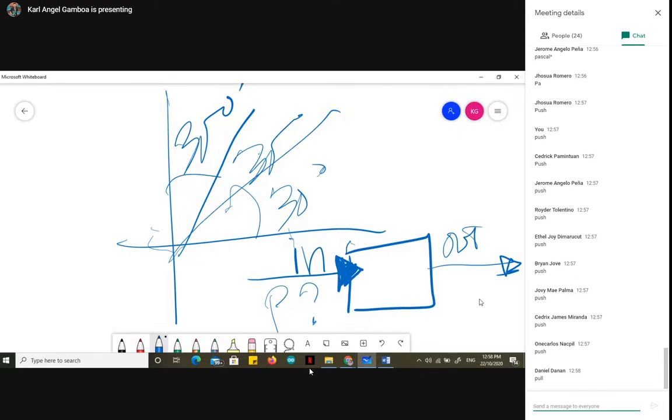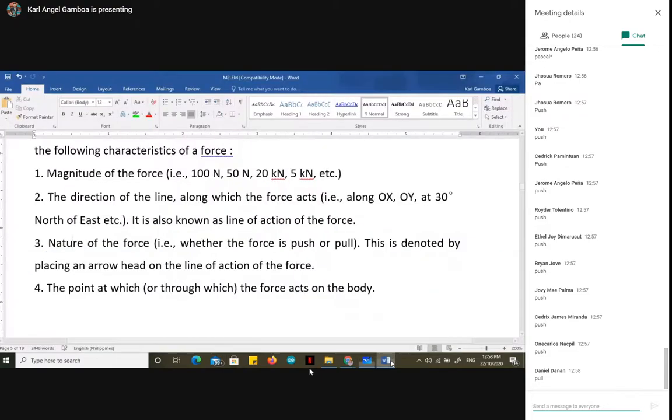Kaya pag tug of war, guys, di ba yung kaninang arrow ko, papunta rito yung isa, then papunta doon yung isang arrow. Imposibleng papunta sa gitna yan, guys. Hindi tinutulak niyo yung lubid papunta sa gitna. Parang kalokohan lang yun. Okay?